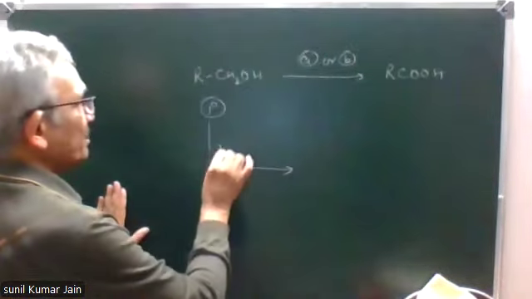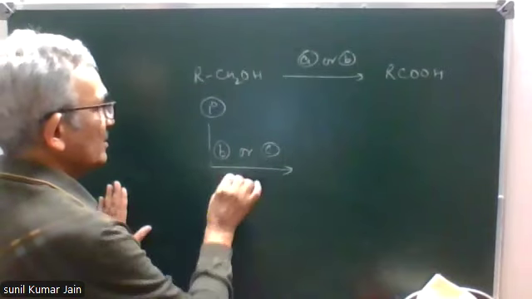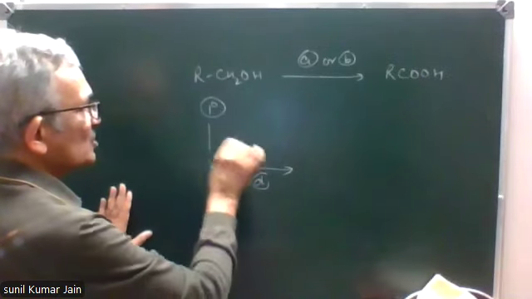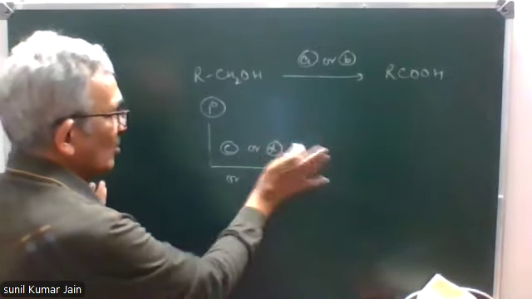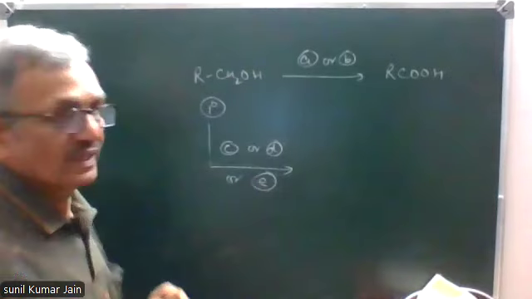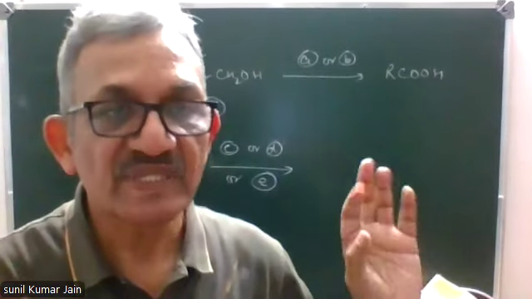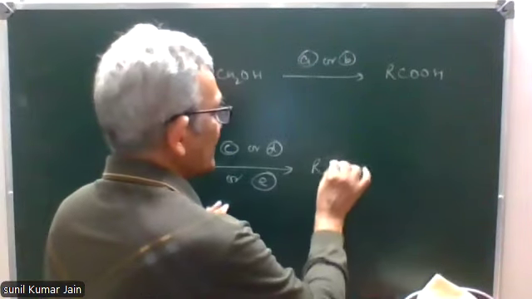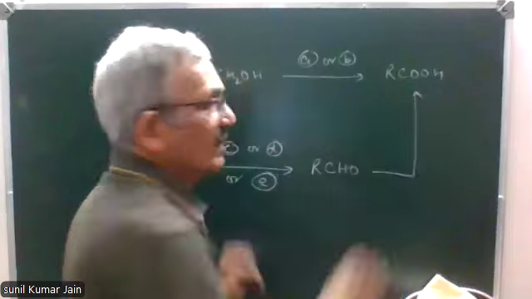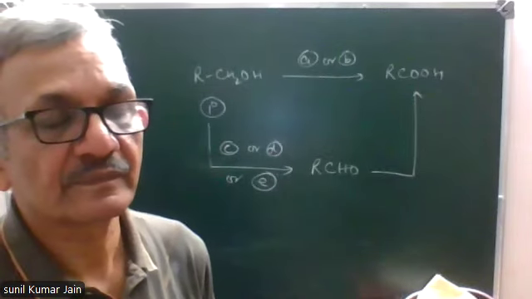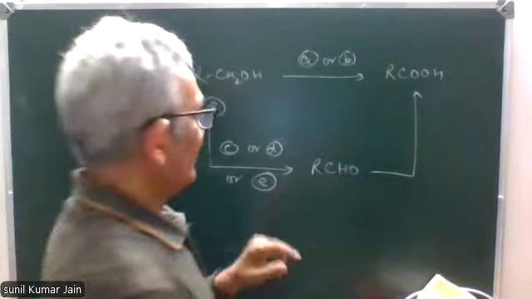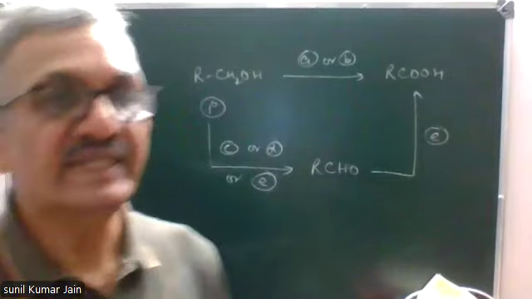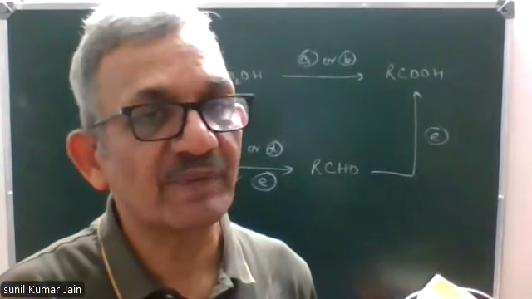If we use C or D or E, I'll repeat, if we use C or D or E, the last three, then the product obtained is an aldehyde. And if we further use E, then the aldehyde will further get oxidized to give a carboxylic acid.